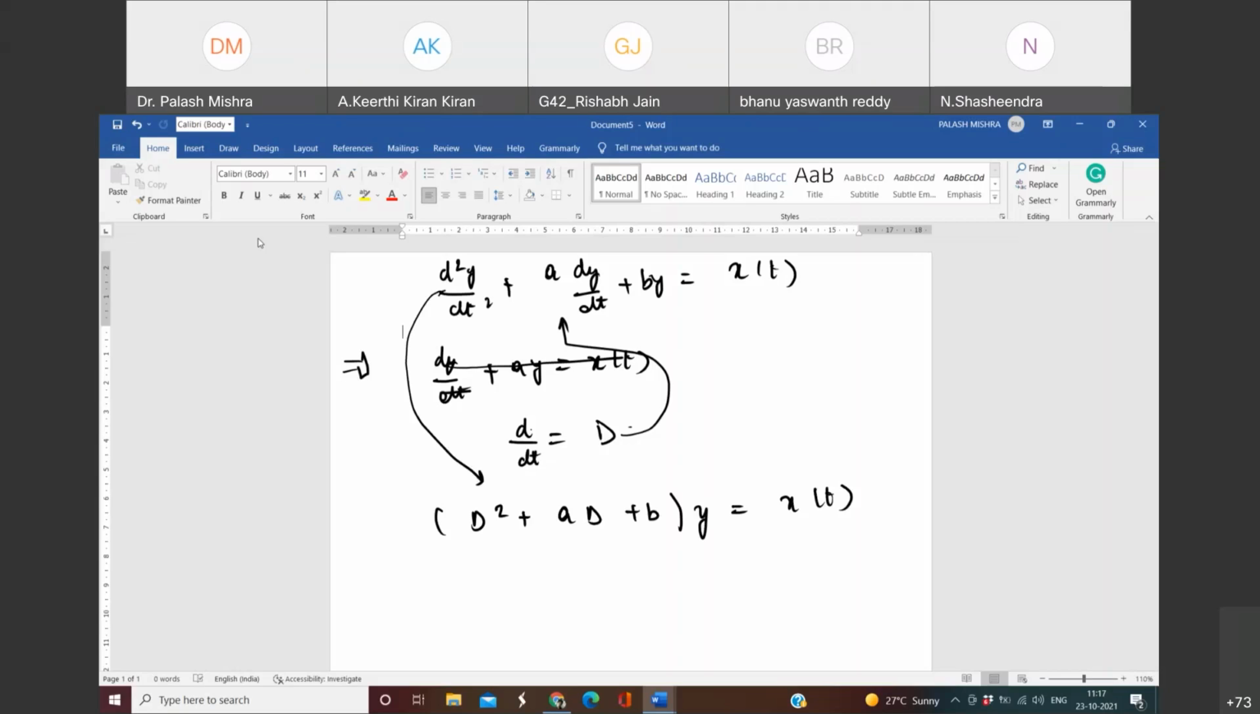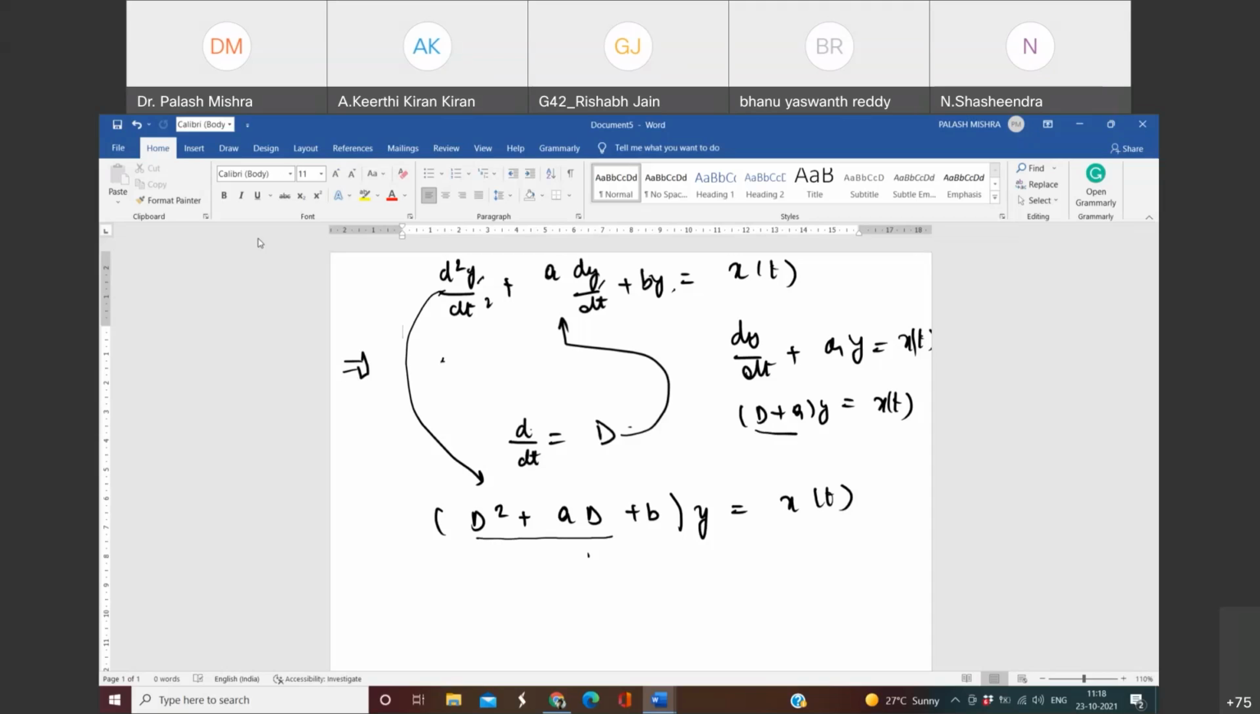You can just take y common in all the three, and then you can write this equation. Just similar to this one also. Suppose you have this equation dy/dt plus a times y equals x(t). This was the previous one. This is the new one I'm just writing. So here the equation will be D plus a, times y equals x(t). Is it clear, this notation?